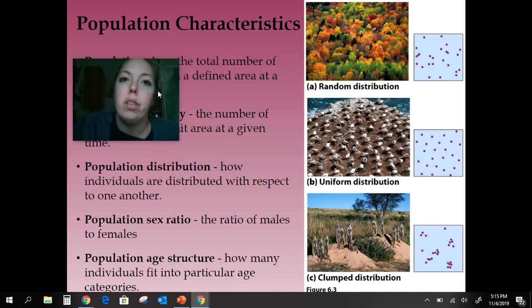In some populations, such as a population of trees in natural forests, the distribution of individuals tends to be random. Okay, so you can see right here what the random distribution looks like. The dots are all over the place. There's no rhyme or reason to where they are.